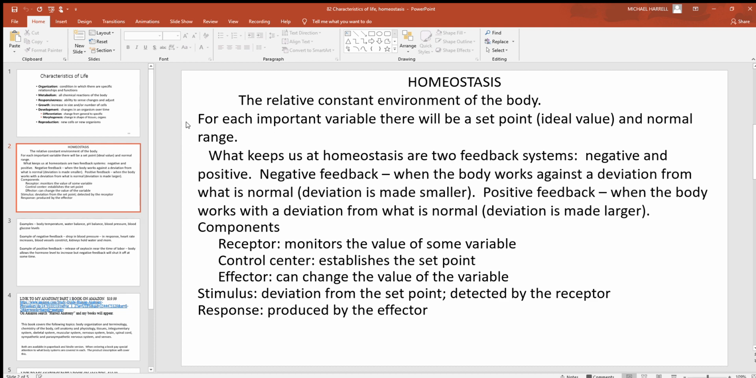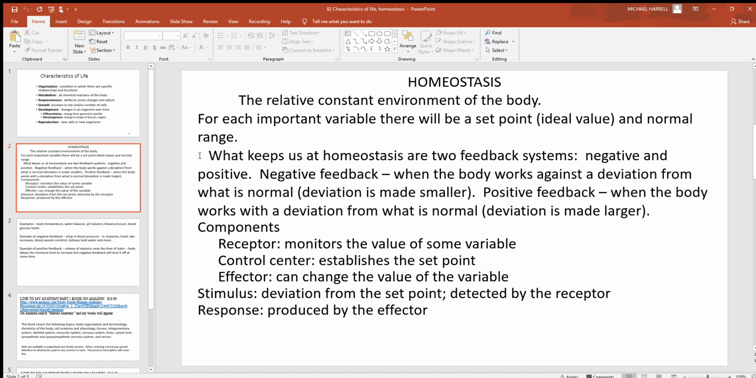Now, for each one of these important variables, we'll look at several of them here in a second, there'll be an ideal set point. Think about body temperature, 98.6 is what you'll see for most people. But there's a little bit of a range that you can operate in and still be okay, as long as it doesn't get away from that ideal number too much for too long.